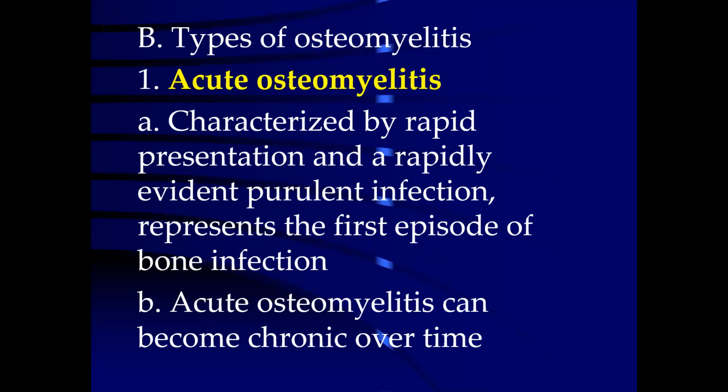Acute osteomyelitis is characterized by rapid presentation and a rapidly evident purulent infection, which represents the first episode of bone infection. There hasn't been any pre-infection.